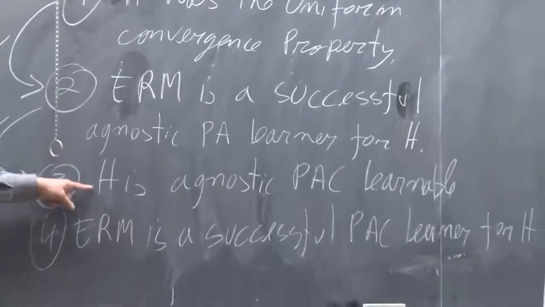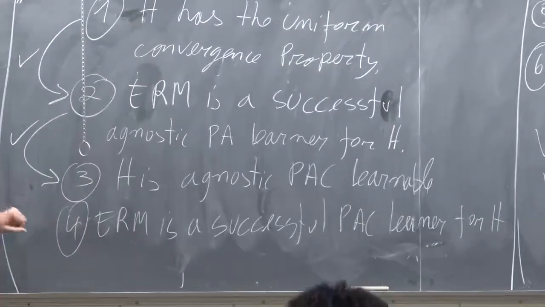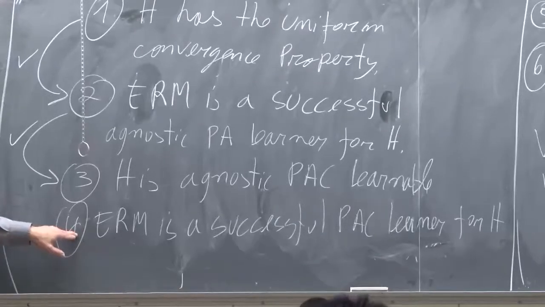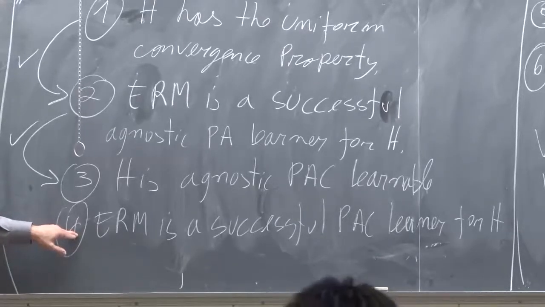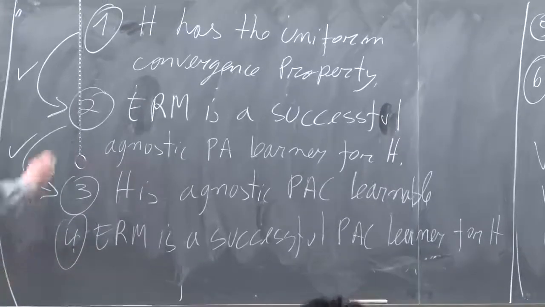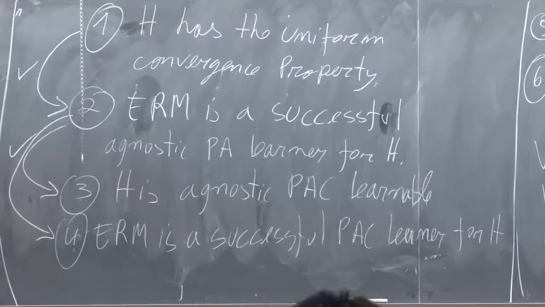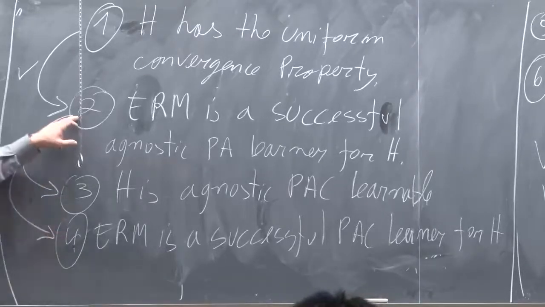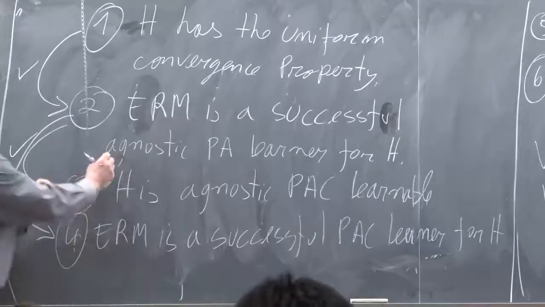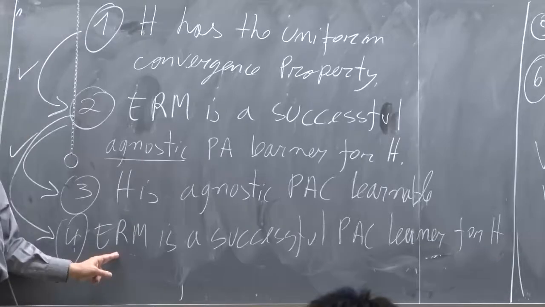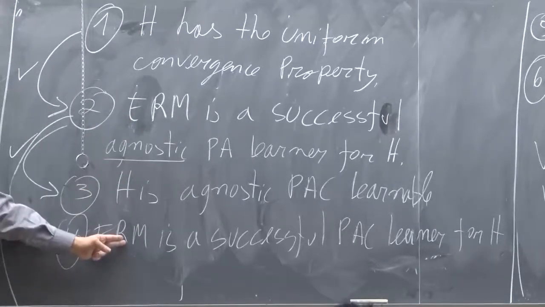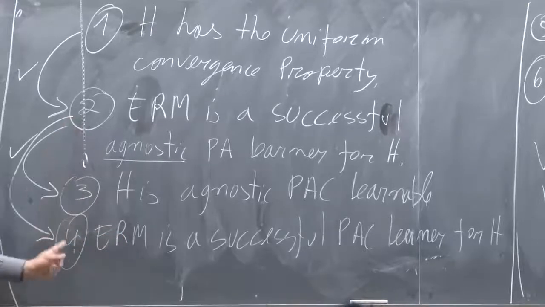If H is agnostic PAC learnable, ERM is a successful learner for PAC learnable for H. I don't know how to do it. Yeah, it's a stronger statement for 2, so you can. Right, it's a stronger statement for 2. It doesn't follow from 3, but it follows from 2, because it's always harder to agnostically learn than to just PAC learn. So if ERM agnostically learns, ERM just PAC learns. So this is implied by 2.